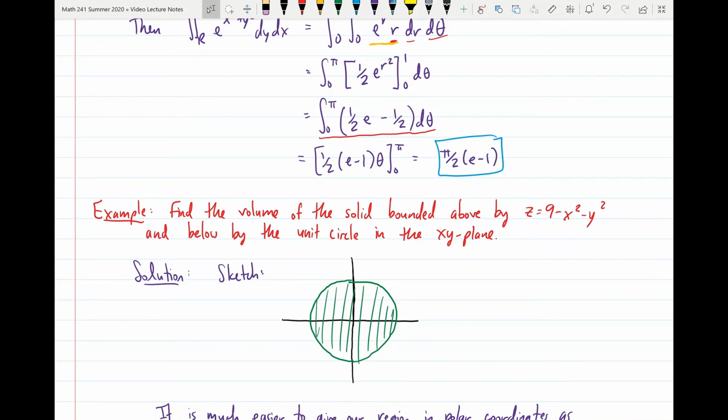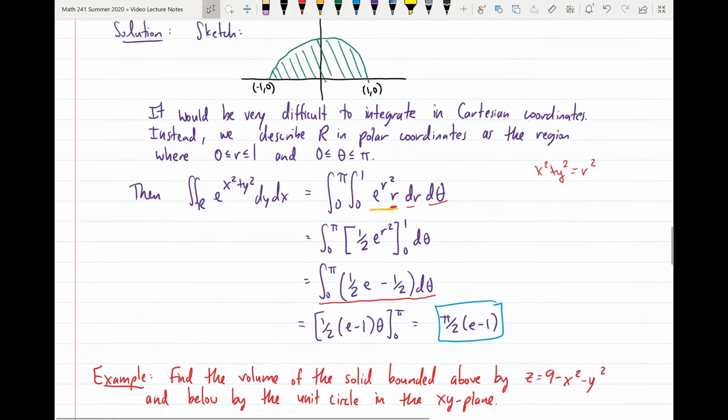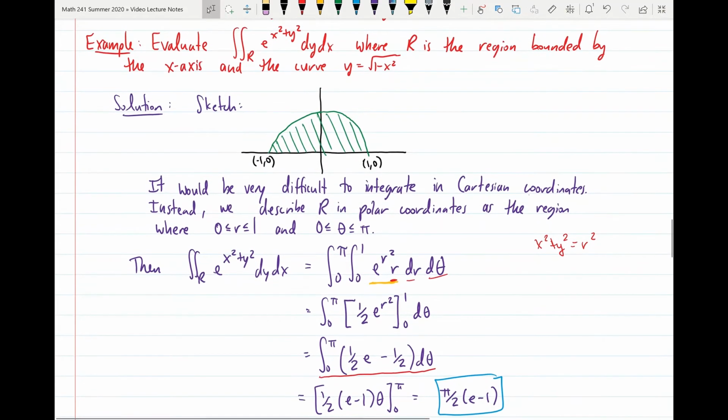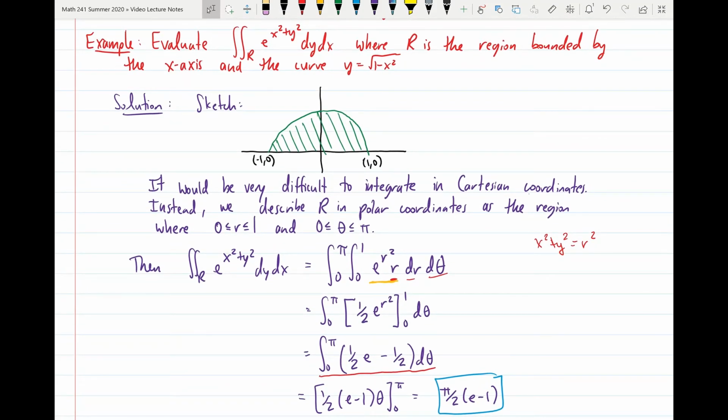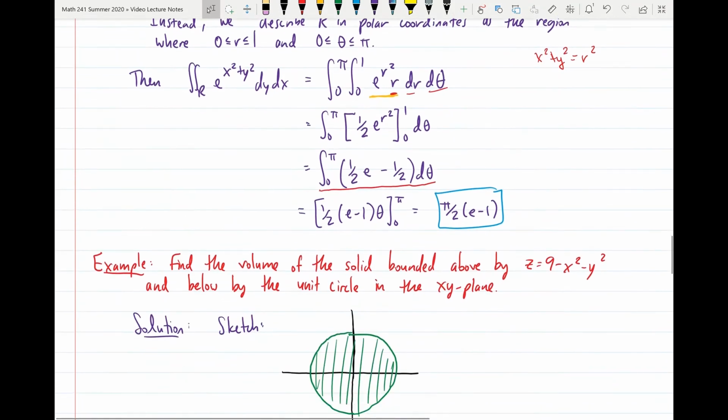And taking the antiderivative of these constants shouldn't be too difficult. So we end up with 1/2 times (e minus 1) times theta, evaluated from 0 to pi. We plug in the pi, and we get pi over 2 times (e minus 1). So that would be the value of the double integral over R of e to the x squared plus y squared.